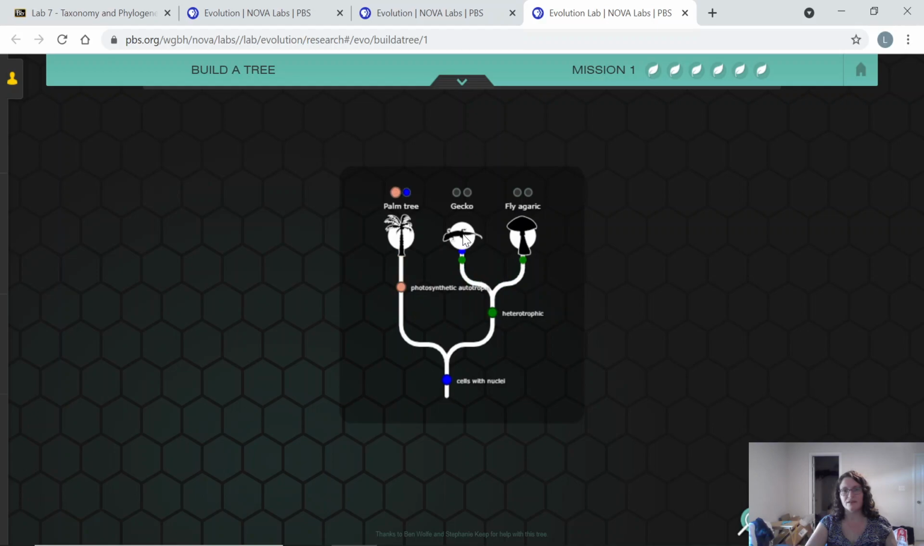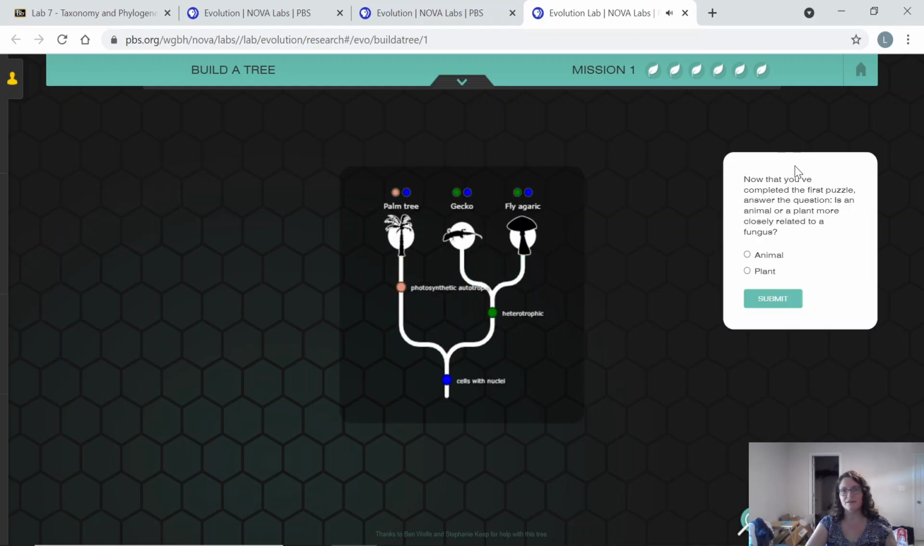These two have these two here, and now you can see, is an animal or plant more closely related to a fungus? And you look at how far away they are, in how far the splits are away, okay? So these two, the heterotrophic, came after the cells with nuclei, and it's 1, 2, 3 to get to it, okay? It's a little further than getting from this one. It's just one split away. So we obviously know the animal.